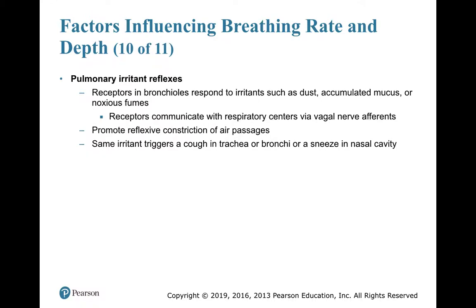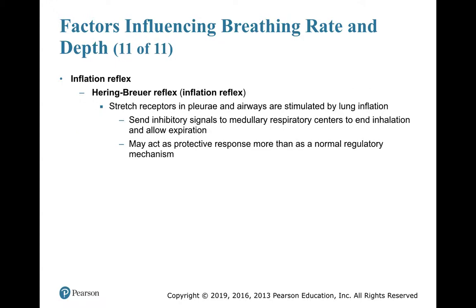There are pulmonary irritant reflexes, which are receptors in the bronchioles that respond to irritants like dust, accumulated mucus, or noxious fumes. Those receptors communicate with the respiratory centers through the vagal nerve afferents. They promote reflexive constriction of air passages, and the same irritant triggers can cause a cough in the trachea or bronchi or a sneeze in the nasal cavity.